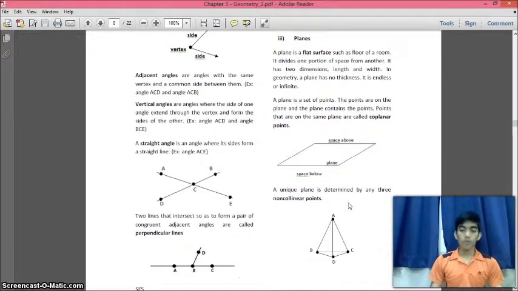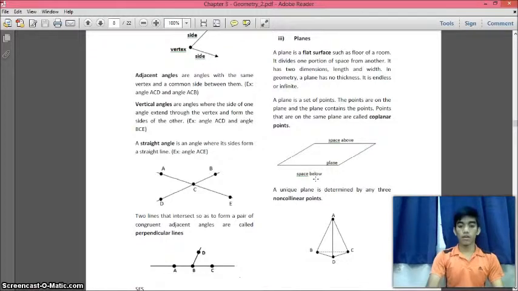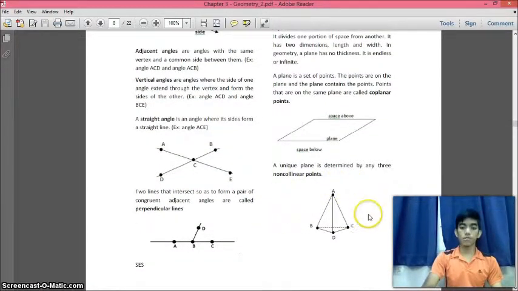A plane is a set of points. The points are on the plane and the plane contains the points. Points that are on the same plane are called coplanar points. Here is some example of a plane. You can see it looks exactly like the floor of a room. It has a space above and a space below. Okay, next. A unique plane is determined by any three non-collinear points. This is a picture: A, B, C, and D.